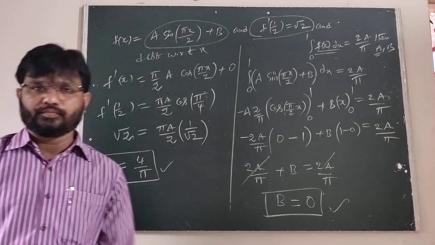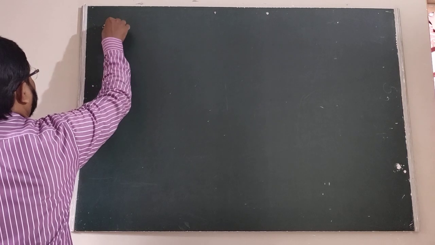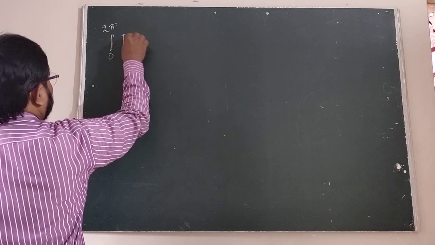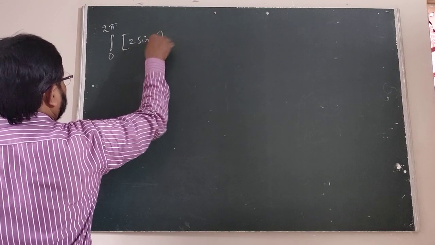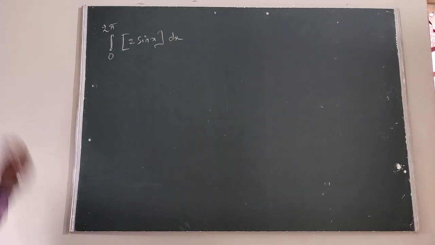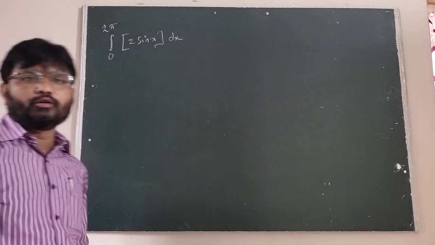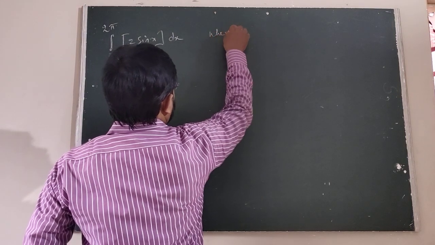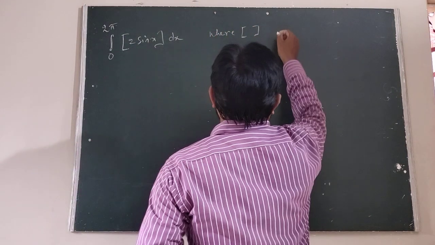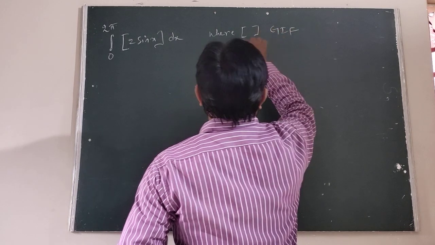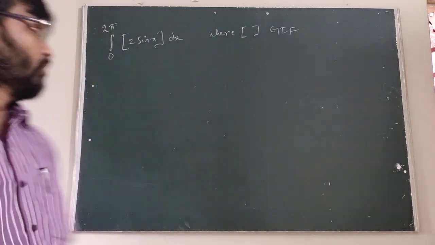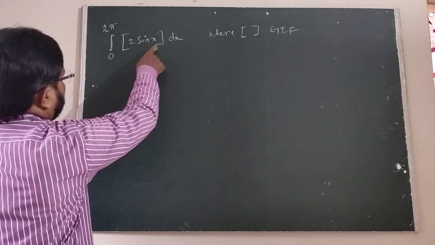Okay. Now the value of integral 0 to 2 pi, step of 2 sin x dx. Here the step denotes the greatest integer function. This step represents the greatest integer function. Okay. Therefore how to solve this one? Step of 2 sin x.